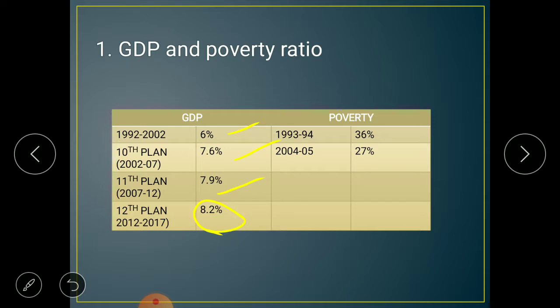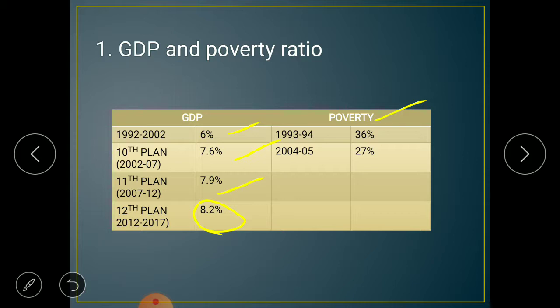If we talk about poverty ratio, then poverty ratio during 1993-94 means when we have adopted globalization, this is the figure from 1950 to 1993-94. So poverty ratio was 36 percent, which reduced in 2004-5 to 27 percent. Though it is not too good a decrease in poverty, but still at least we have experienced a decrease in our poverty ratio.